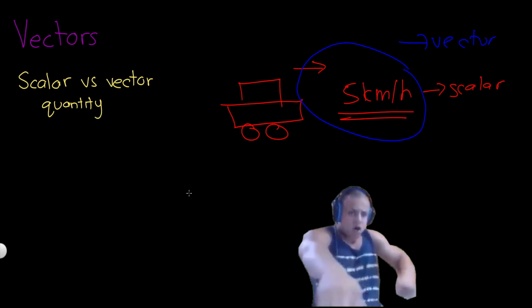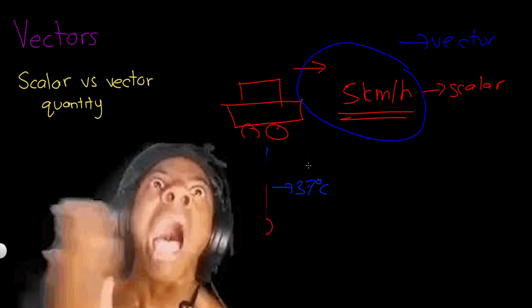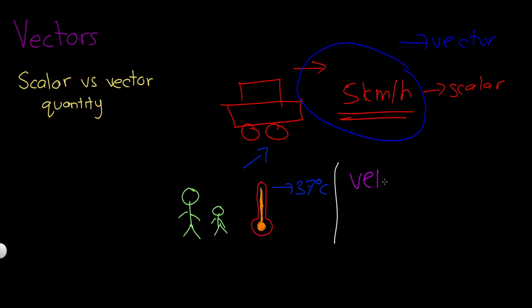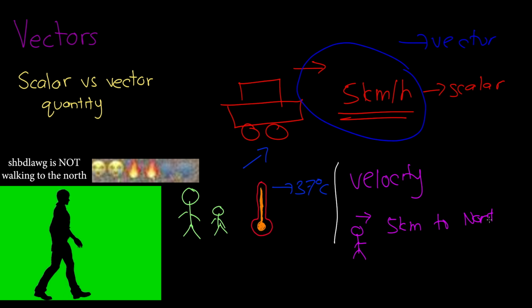A scalar quantity can be anything as long as it has a real value and it is a physical quantity, such as height, temperature, and last but not least, of course, speed. Meanwhile, for vector quantity, we have velocity, or just anything that has direction in it. So for example, I walk 5 kilometers to the north. So this is our vector quantity.